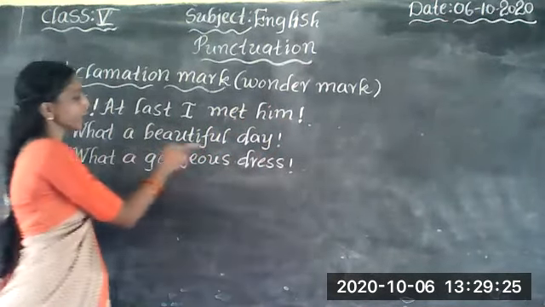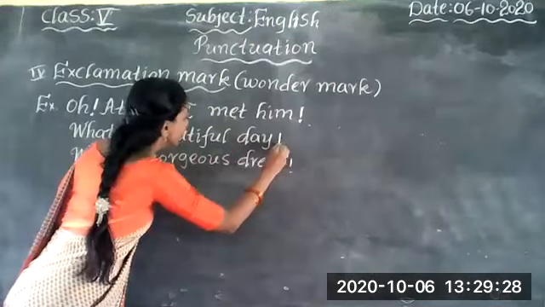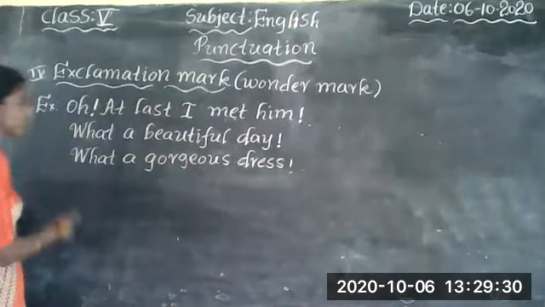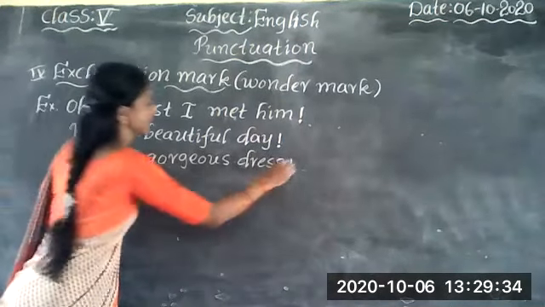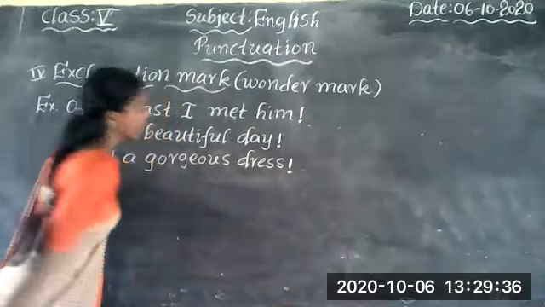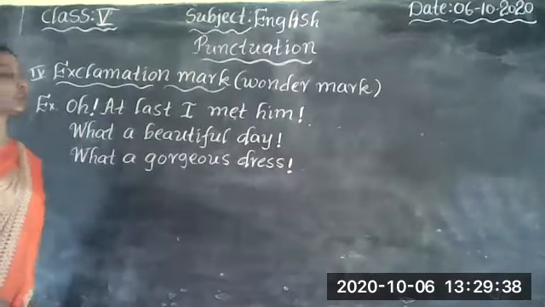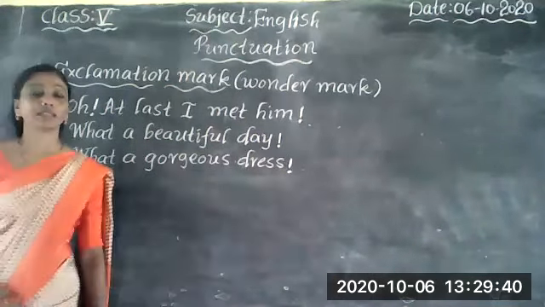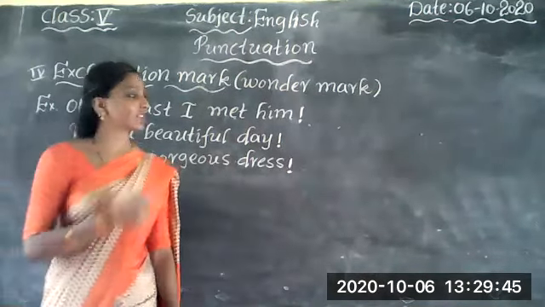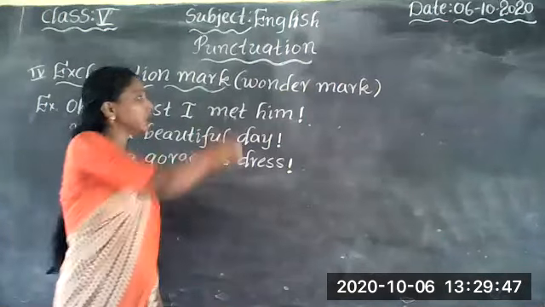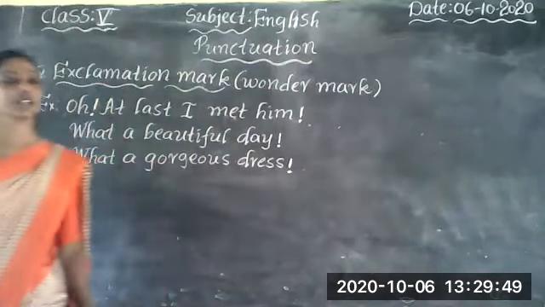And what a beautiful day! At the end of the exclamatory sentence, I used an exclamation mark. And next, what a gorgeous dress! Here also I use an exclamation mark. So whenever we talk about sudden feelings of anger, joy, happiness, we use an exclamation mark. We also call that a wonder mark. Okay? Is it clear, students?